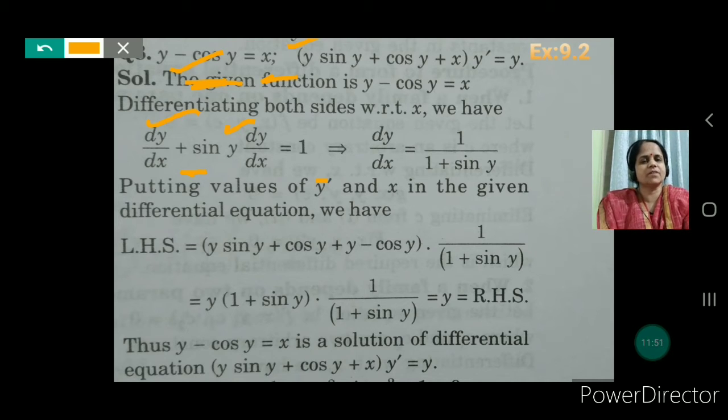So now find dy upon dx. Take common in these two terms, student, you will get 1 plus sin y. So here it is 1 upon 1 plus sin y, it is dy upon dx.